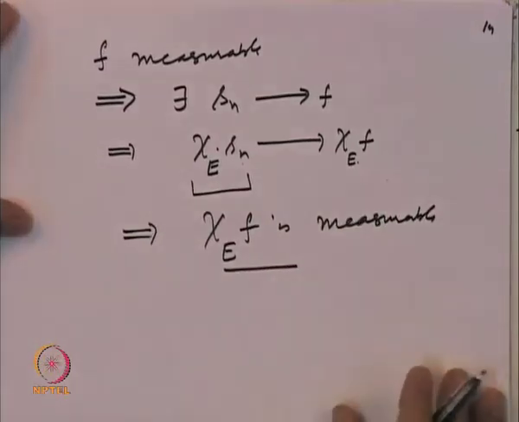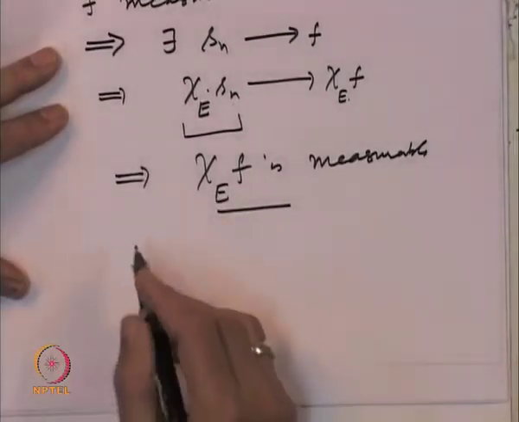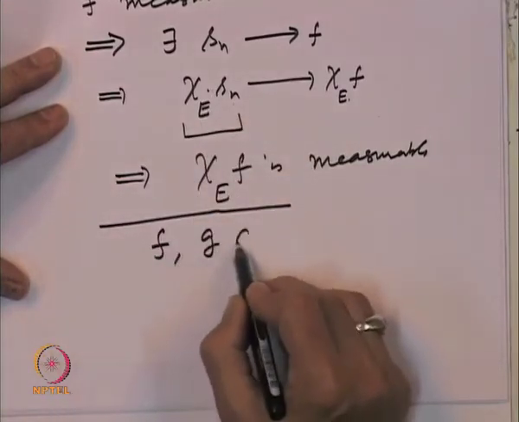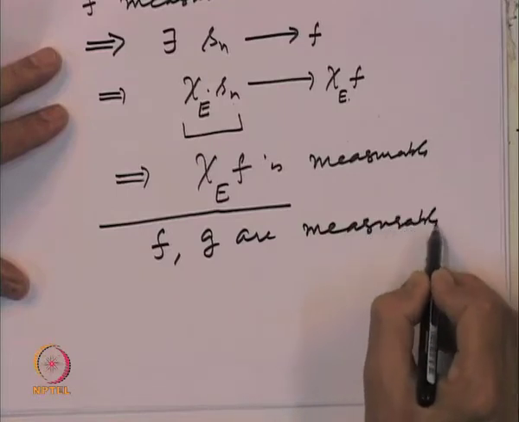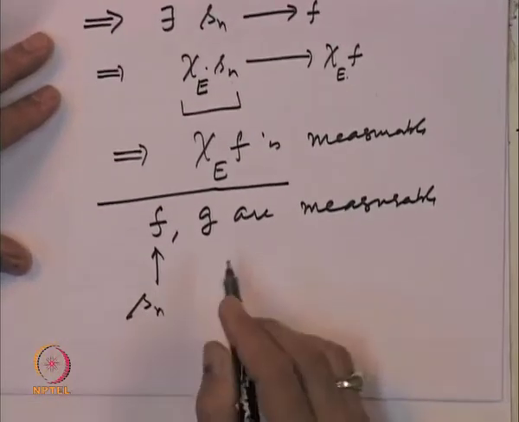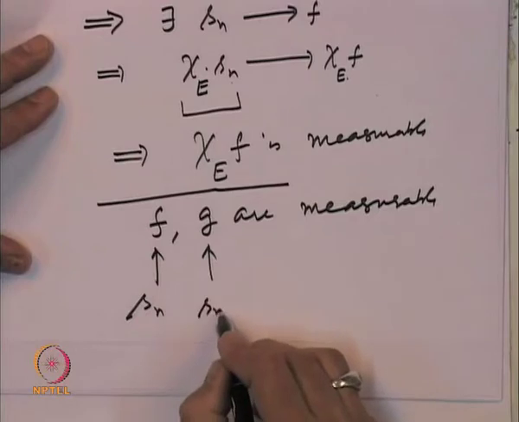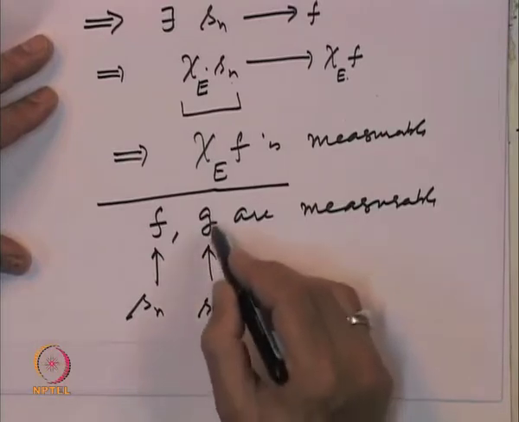In fact, we can go a step further and prove by the same argument that you can multiply, supposing f and g are measurable. For f, we have got a sequence S n of simple measurable functions converging to f. We have got a sequence S n dash of simple measurable functions converging to g.